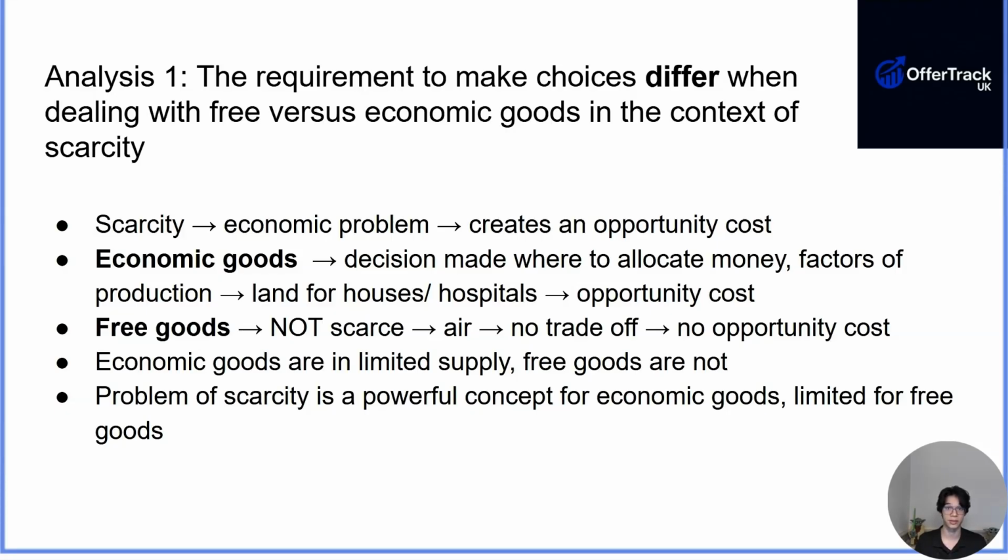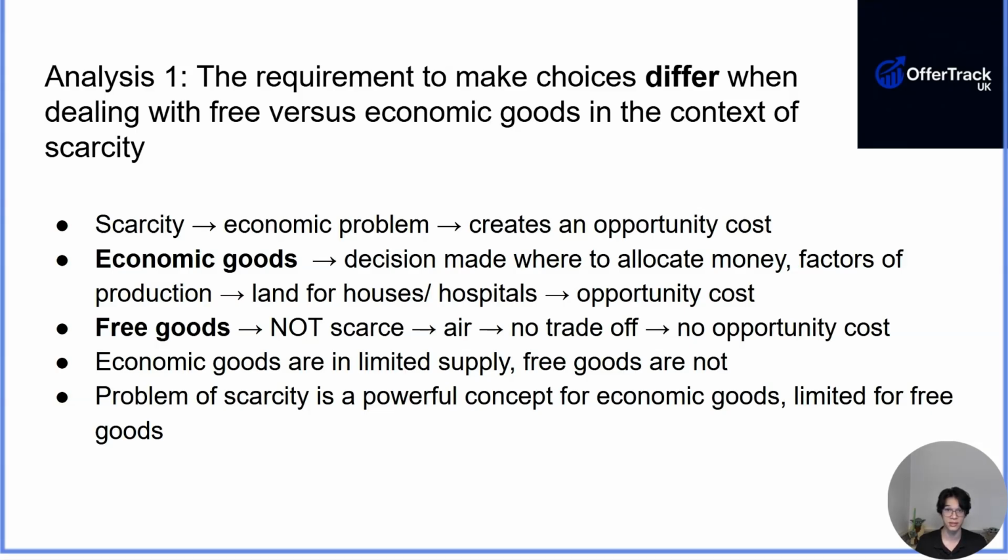With economic goods, this is clear. Choosing to allocate money to build hospitals means you can't spend that same money on improving education. Or if a business uses land to build houses, that land can't be used for farming. The decision has to be made over where to allocate limited factors of production, and something is always sacrificed.